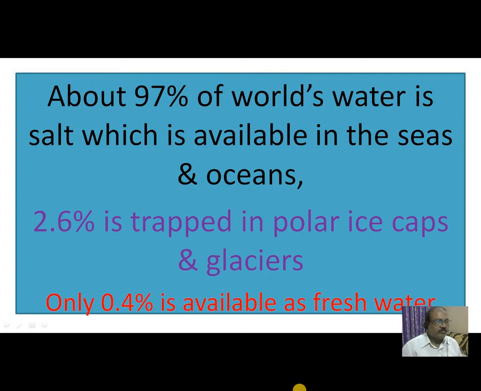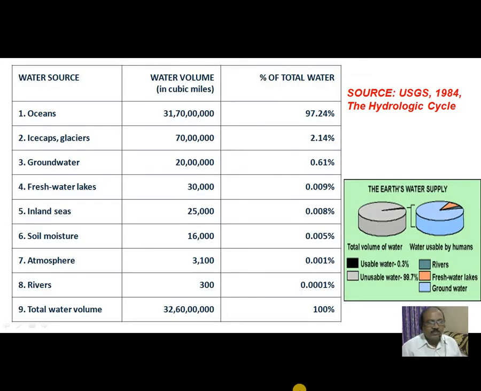This is the scenario. If we see the table, the oceans, that is the salt water, occupy 97.24%, and 31 crore 70 lakhs cubic miles is the volume. 2.14% is ice caps and glaciers, which is 70 lakhs cubic miles of water, and groundwater is 20 lakhs cubic miles.